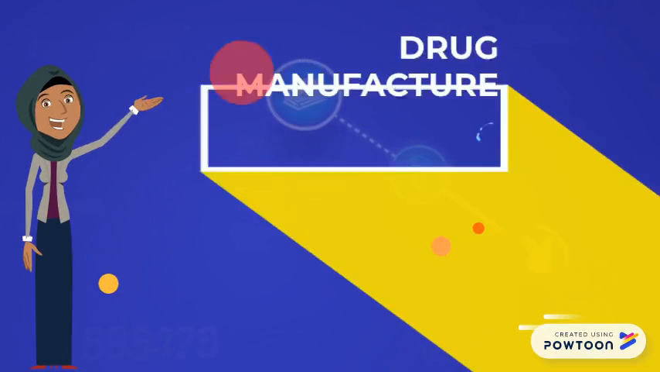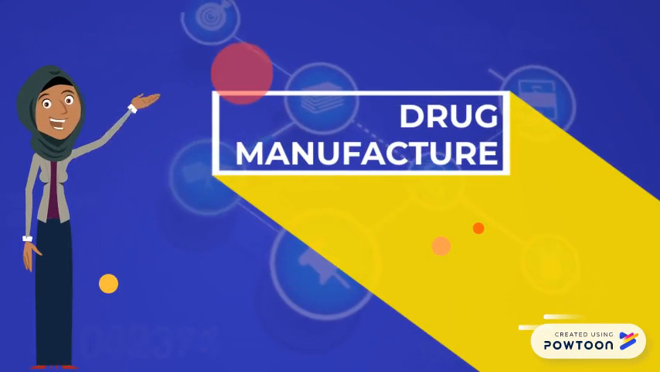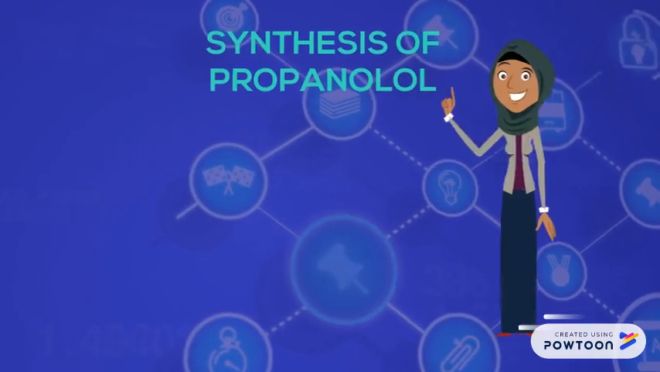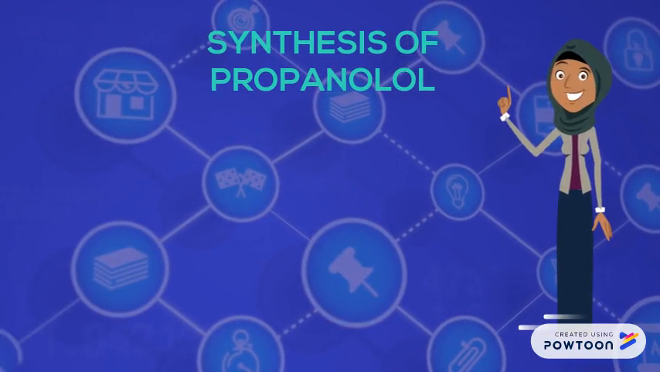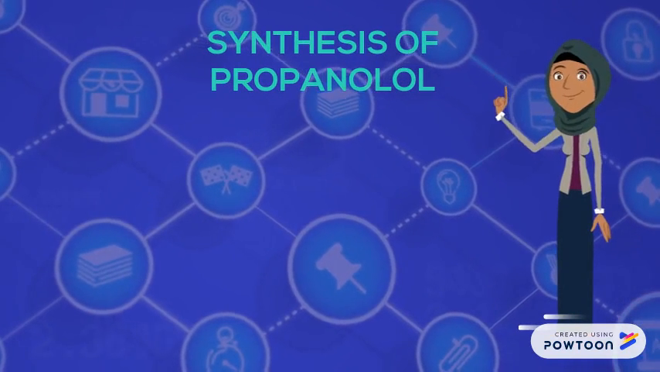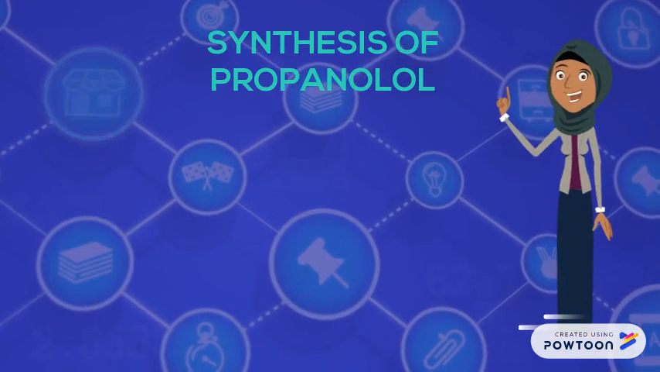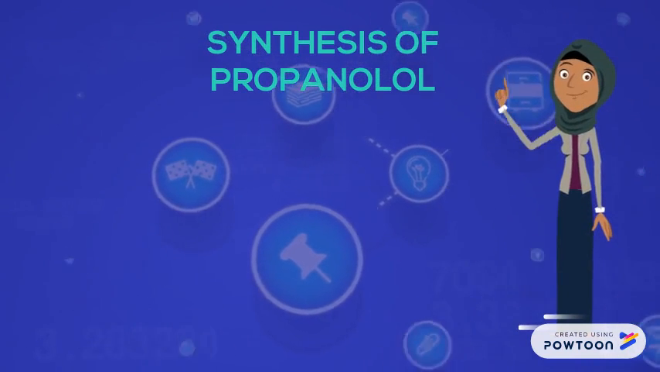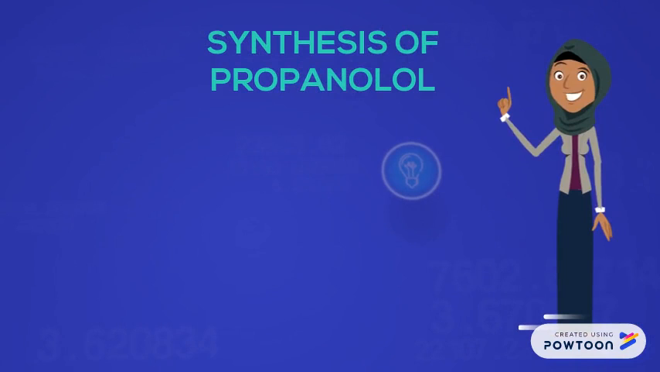Next, we will move on to the drug manufacture of propranolol. In synthesizing propranolol, there are various ways that can be carried out. However, we will explain the steps in synthesizing propranolol from alpha-naphthol. This process will undergo 2 steps.